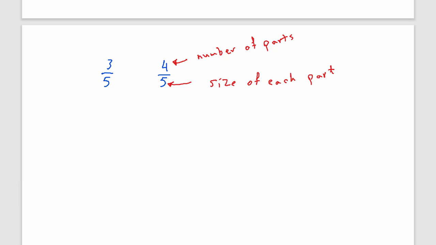In the first case, if we have the same denominator, the same size for parts, so if you have a greater number of parts, you will get a bigger fraction. That's why 3/5 is less than 4/5.